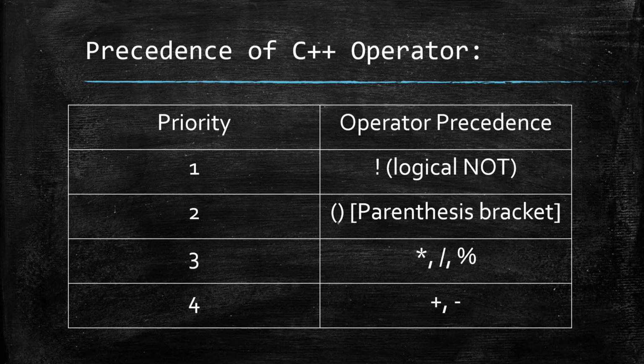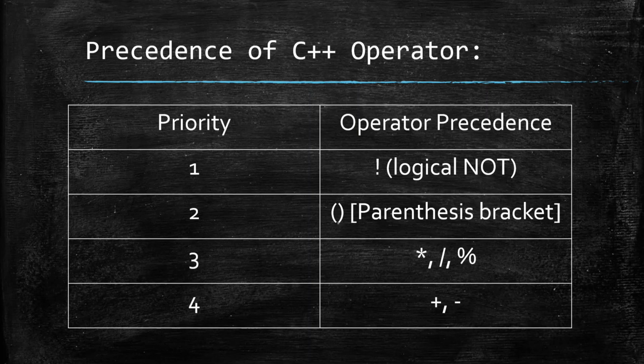Fine. So what is the precedence of C++ operator? It guides us which operations has to be done first. Fine. So here we are having 4 precedence levels. This is for your priority and this is for your operator precedence.